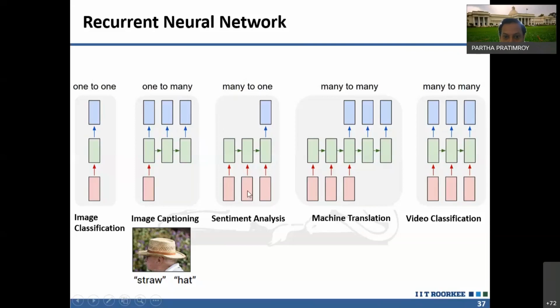For many to one, you have a set of words in a sentence, and from this sentence you want to find a sentiment, whether it is positive or negative. You will also get outcomes, but these outcomes you ignore, you do not consider them. Finally you just consider the final level outcome, whether it is positive or negative. Those other outcomes you do not consider.